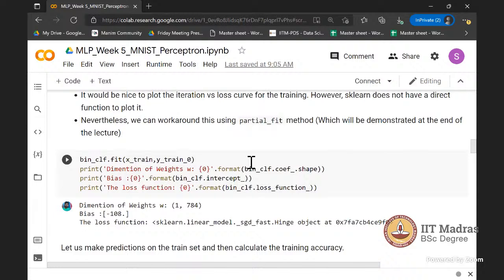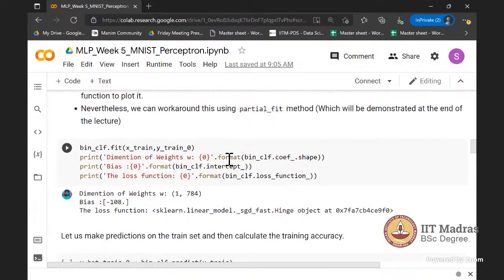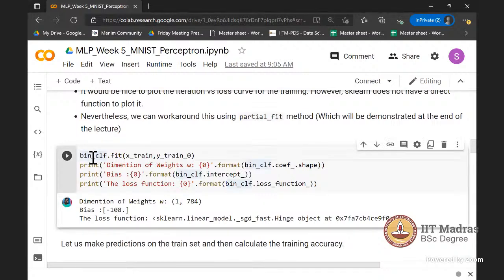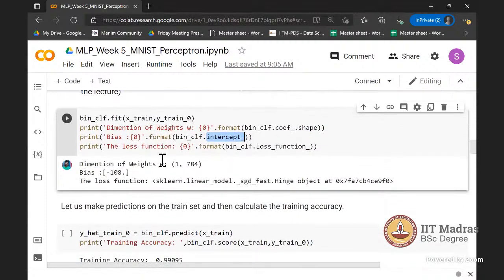Let's move on. Now here we are fitting that model, the perceptron model. After fitting the model, we are printing its coefficient matrix, the shape of the coefficient matrix, and the intercept. The intercept is going to be the bias term. It's a scalar, that's why we are seeing only one value. For the coefficient matrix, we are going to have a matrix of 1 by 784. 784 is the number of features in this data set.